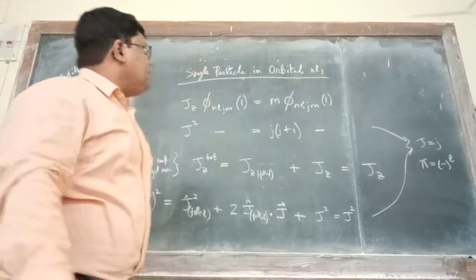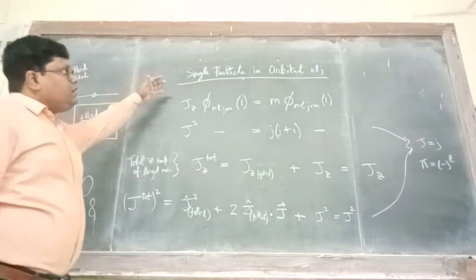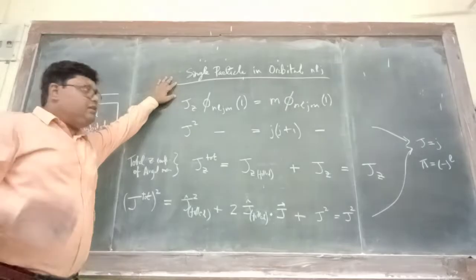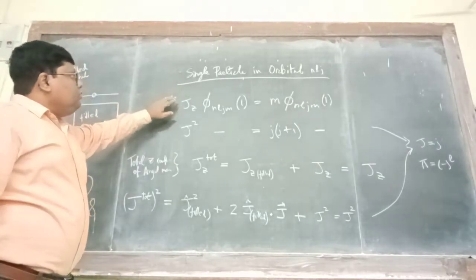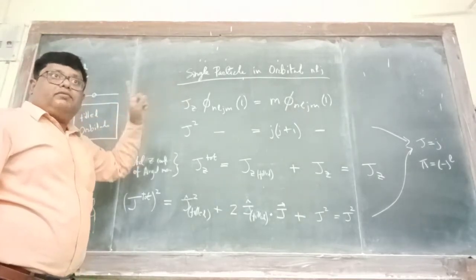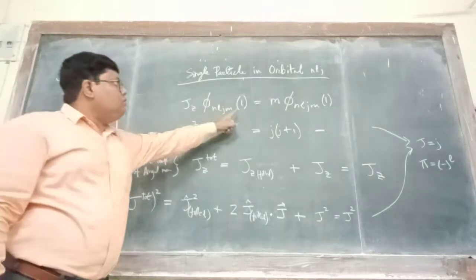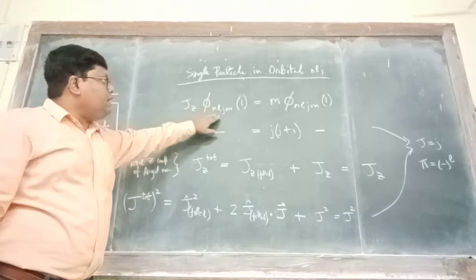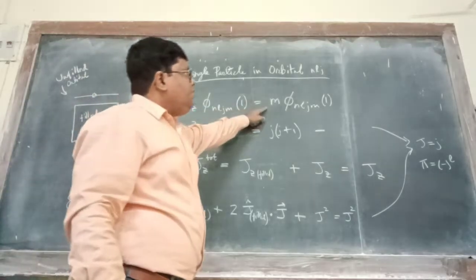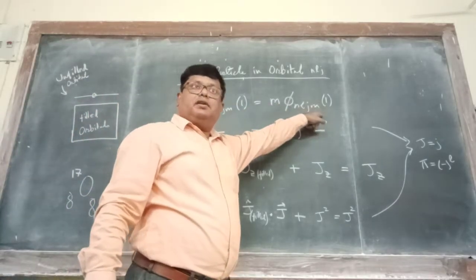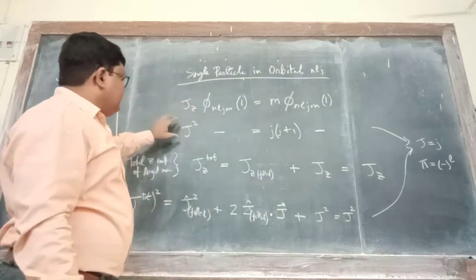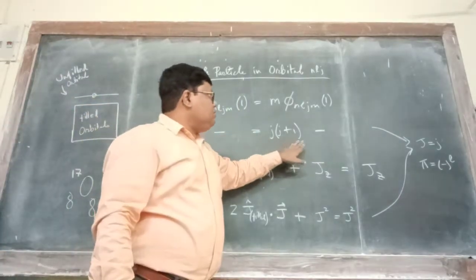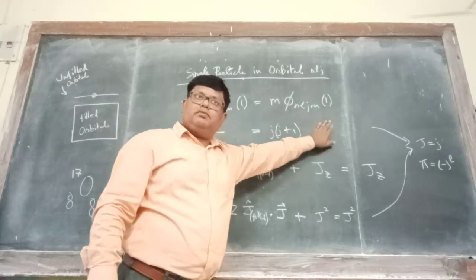Now let's do the analysis. So a single particle in orbital NLJ, the generalized case. Now we have a single particle, so only one index. So the Jz operator acting on phi NLJ m will just give m times phi NLJ m, right? Again the J square operator acting on this wave function will give j(j plus 1) times the wave function. Fine.